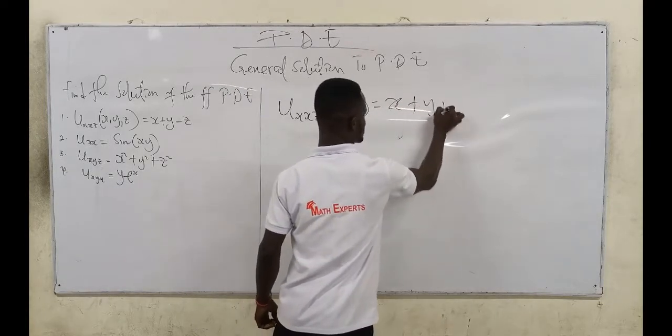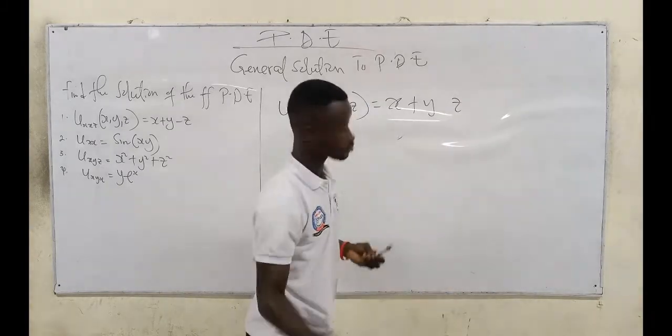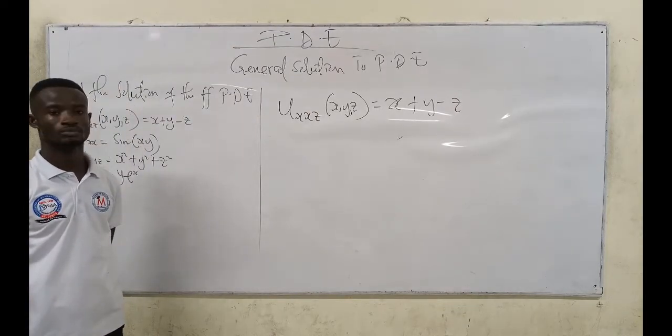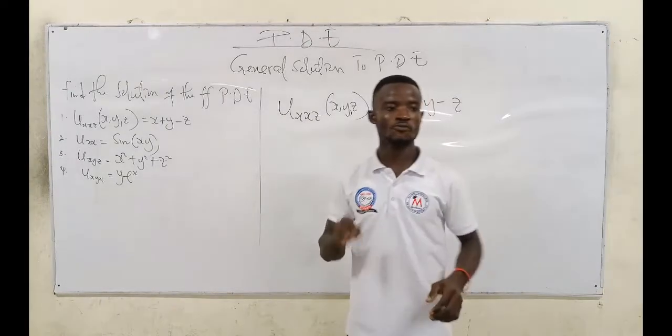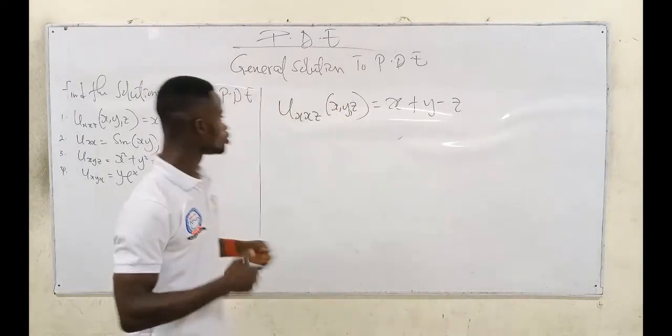Which is s plus minus z. All right. So here we have to look for the general solution. Okay, very good.